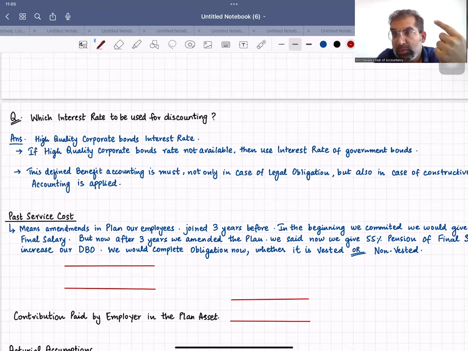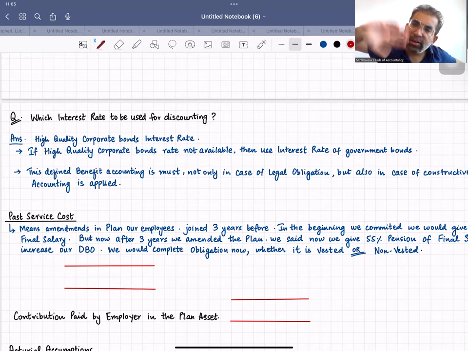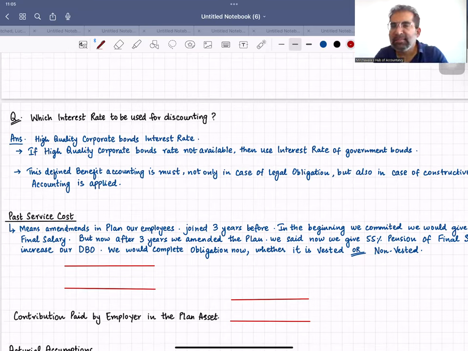Now, one thing which I didn't tell you, and that is very important, I have seen in many past papers. Initially I told you that in a defined benefit plan, the risk is of the employer. That's why we are reporting such a big risk. Because the employer has signed the agreement, and sign means legal obligation. But in real life, even IAS has said openly that this whole defined benefit plan accounting is not done just for legal obligation, but also for constructive obligation. Constructive, IAS 37. Remember, if there is a constructive obligation, you still have to do the same accounting which I'm teaching you right now. And you know what is constructive obligation?